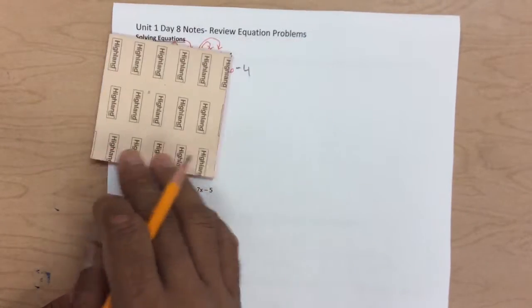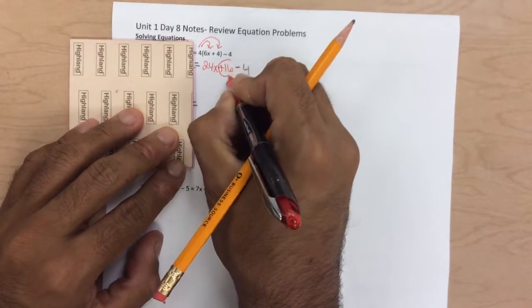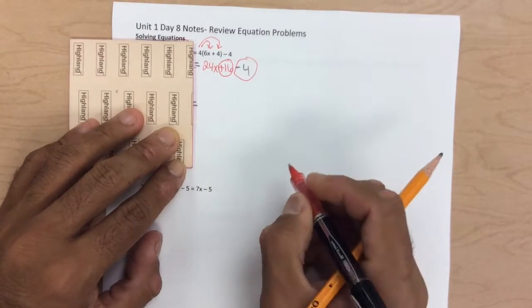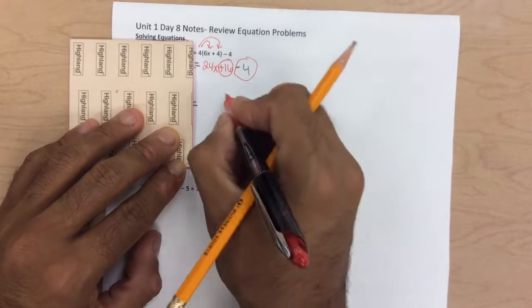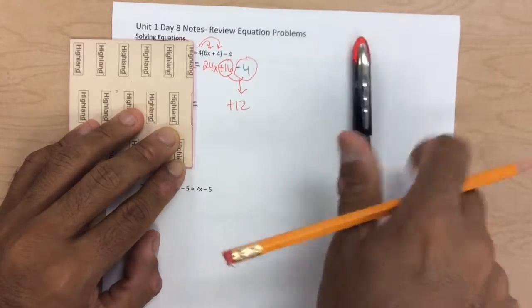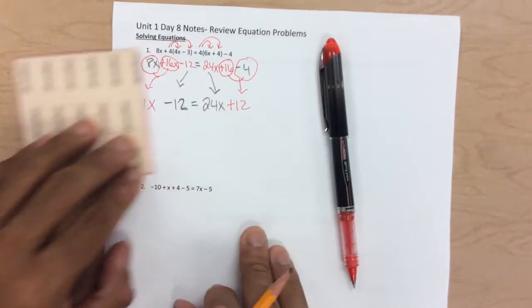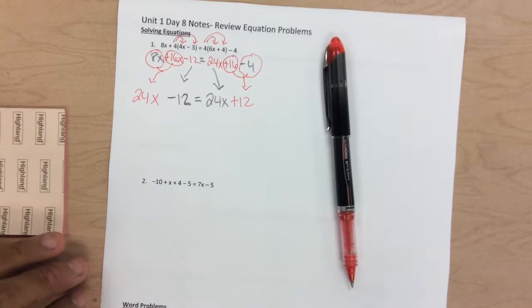Now step 3, look at the right side and combine any like terms. Well, if you notice, you can. The plus 16 and the minus 4. 16 minus 4 is positive 12. And of course, the 24x didn't mess with that, so bring that down. And there you go, my new equation.